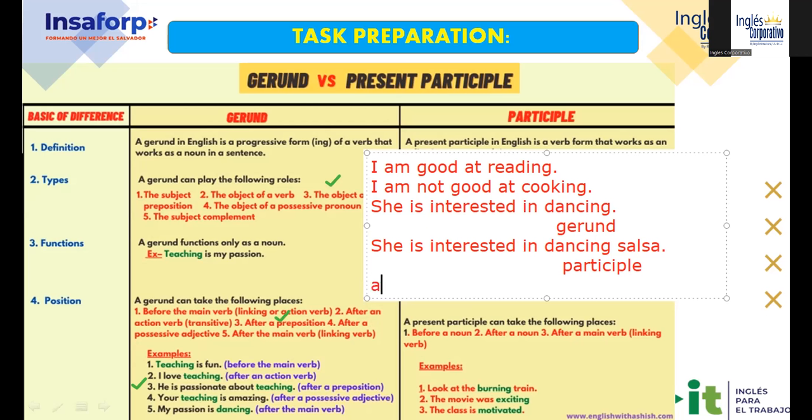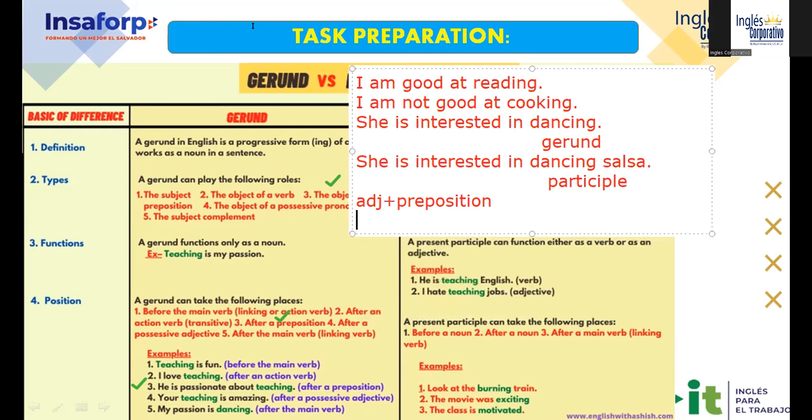Okay. Usualmente ustedes van a encontrar un adjetivo más una preposición. Así como lo tenemos ahí. Miren, adjetivo good, después tiene una preposición. Adjetivo interested más una preposición que es in. Adjective plus preposition. Okay. So now let's continue with the next part. So we go with number four.